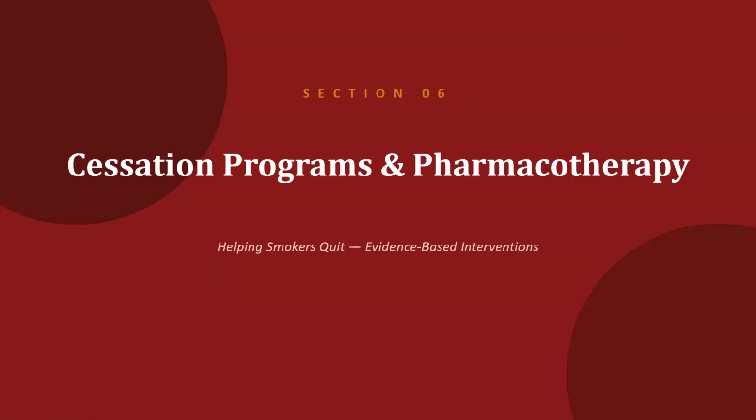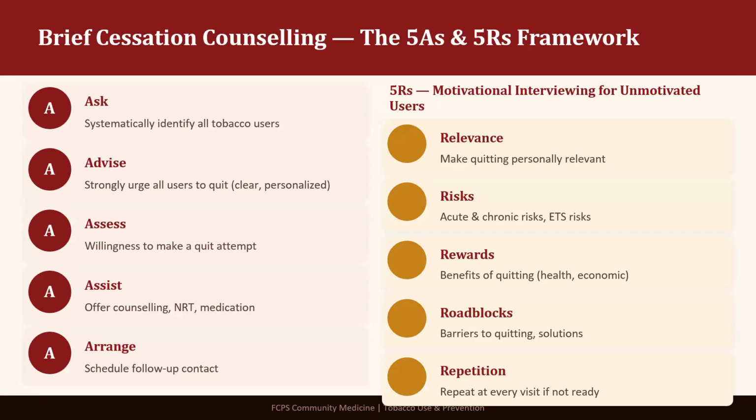Next is the cessation program and pharmacotherapy. Cessation includes the 5 A's and 5 R's. The 5 A's are: Ask, systematically identify all tobacco users; Advise, strongly urge all users to quit; Assess willingness to make a quit attempt; Assist, offer counseling, NRT, and medication; Arrange, schedule follow-up contact. The 5 R's are a motivational interview for the unmotivated user.